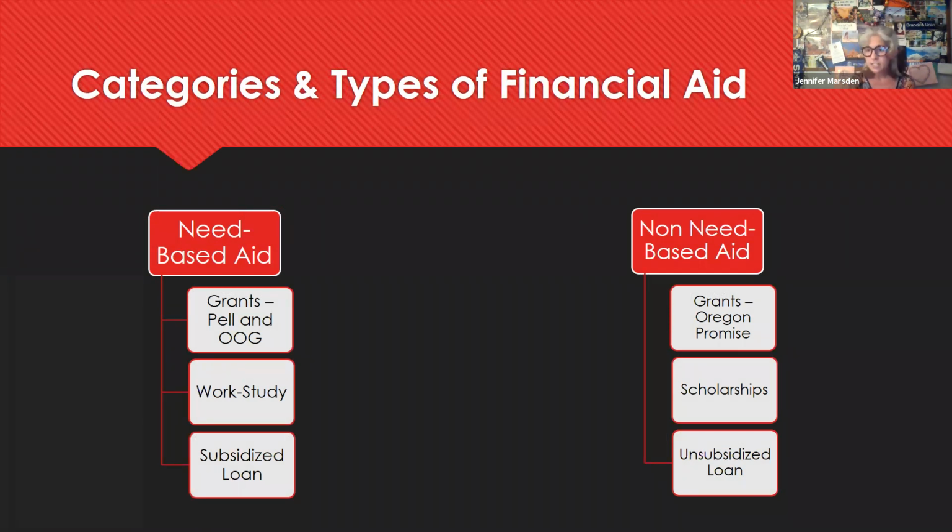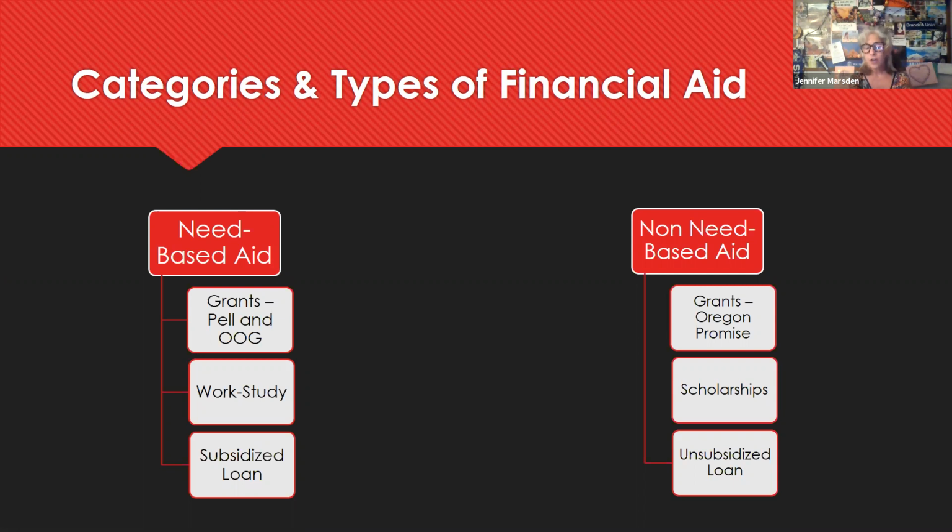And work study is when students will be awarded in their financial aid package a certain amount of money for work study. And what it means is they can go find a job on campus where they can get paid through federal or institutional funds for that job. Another kind of need-based aid are subsidized loans.